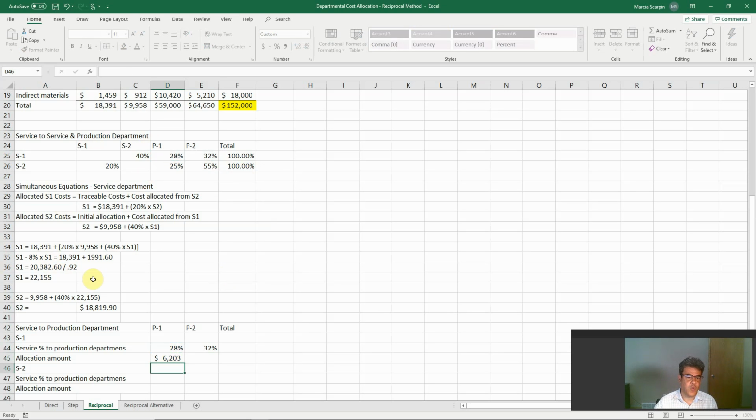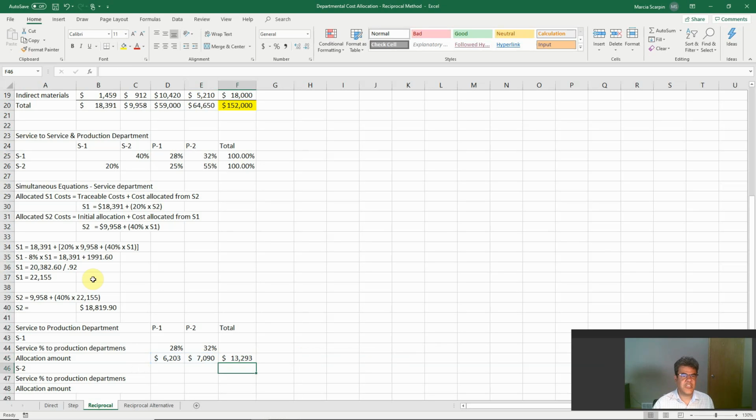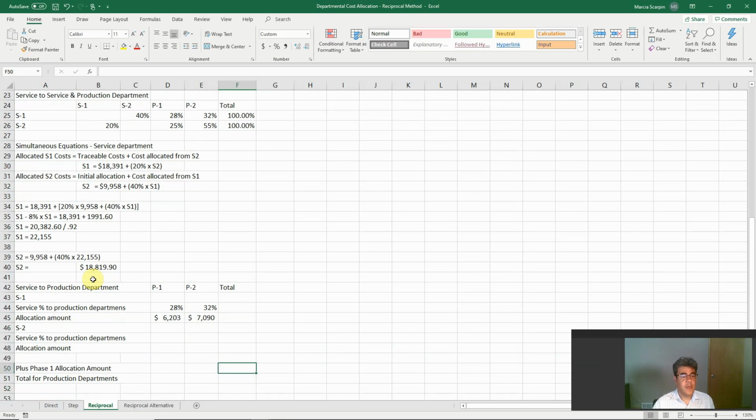22,155 times 28%. Copy and paste the formula. 7,090. And if we sum it, we had the 13, but it doesn't. It is not. So it doesn't make sense to have this total. Service 2 to production 1, service 2. Here we have them in cell, so that is okay. But we will not change it if we change the numbers. So also useless. Oops, sorry.